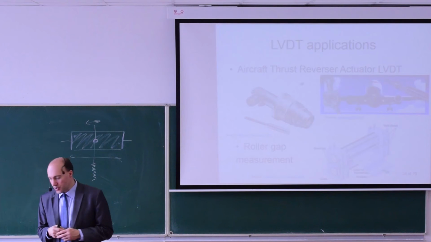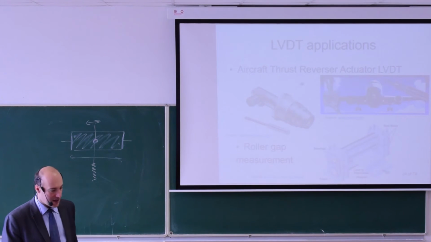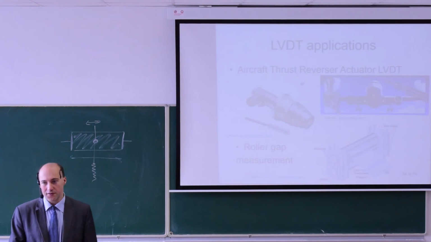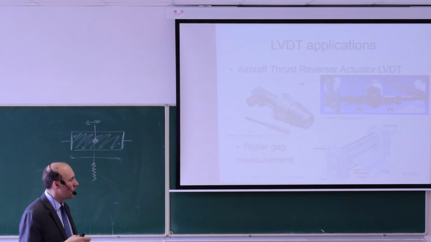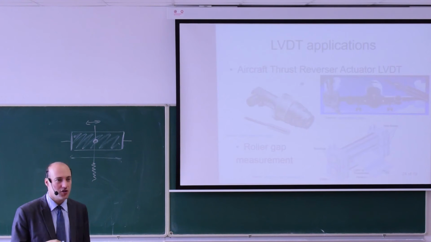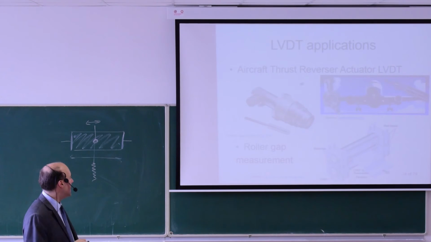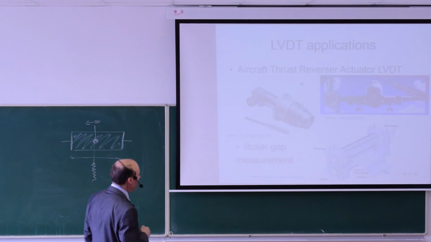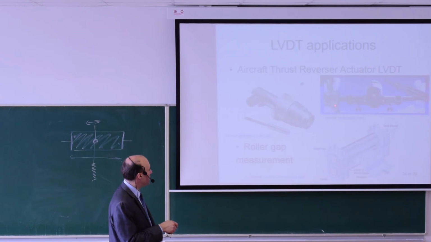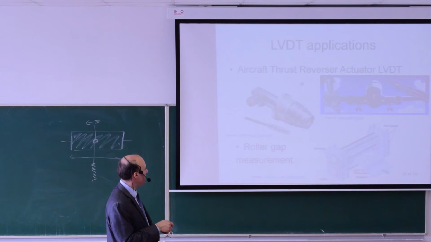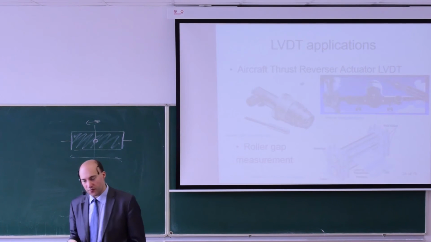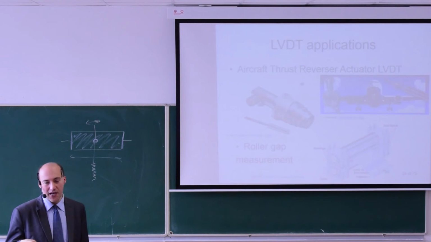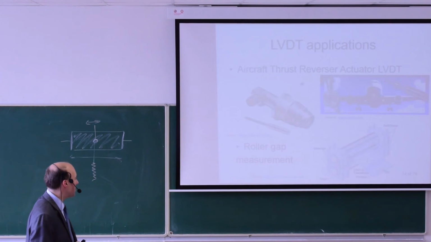Typical applications. As the sensor is very robust, you can use that in aircraft. It can work with changes of temperature, changes of humidity, vibrations. And one application where I found it's used is to measure the position of an aircraft thrust reverser. It's how the aircraft brakes when it lands. So the position of this mechanism is measured with an LVDT.